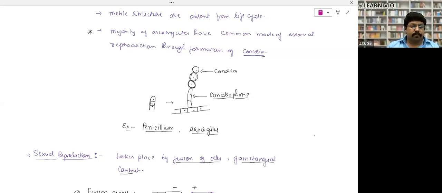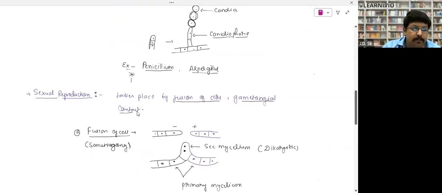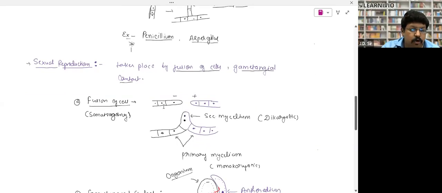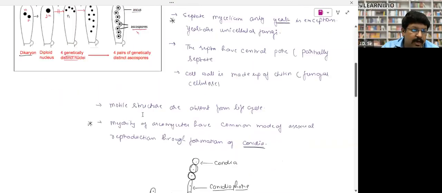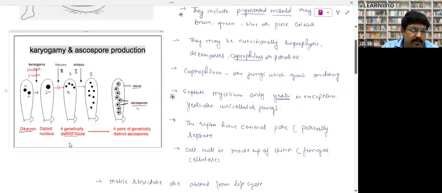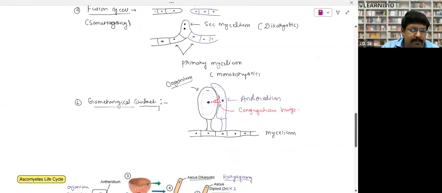An example is Penicillium. Penicillium notatum is the fungus from which we get the medicine penicillin. Penicillin is an antibiotic, right? Aspergillus and Penicillium are two examples. You have to remember the examples as well. Sexual reproduction takes place by the fusion of cells or gametangial contact. In fusion of cells, two hyphae come together, dikaryotic mycelium is produced, and from this dikaryotic mycelium the ascus will be produced. One more is gametangial contact. What is gametangial contact? That you need to remember.